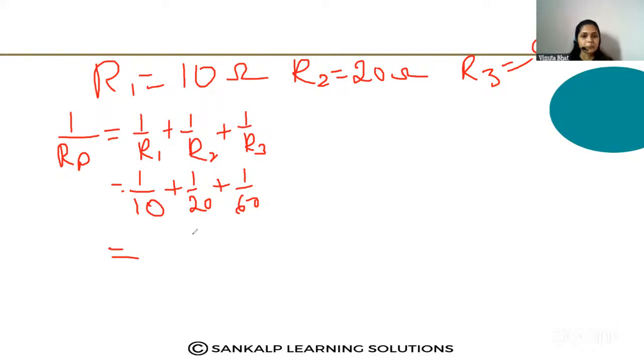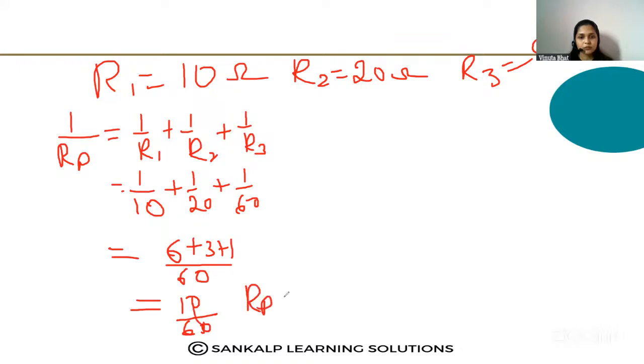Total, 60 divided by 6 plus 3 plus 1, that is equal to 10 by 60. Rp is equal to, what is the value of Rp? That is 6 ohm. What is the total resistance? That is 6 ohm. Okay.